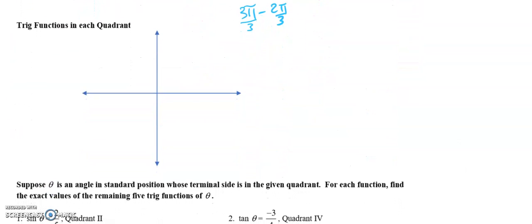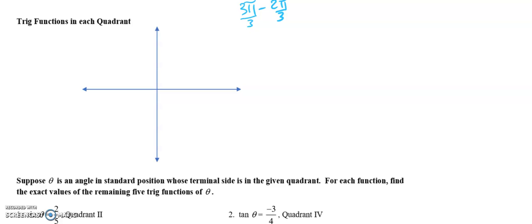How about our trig functions in each quadrant? If you think about the ordered pairs in each quadrant, in quadrant 1, our ordered pairs are positive and positive. In quadrant 2, using Roman numerals for quadrants, this is a negative and a positive. Quadrant 3 down here, this is a negative and a negative. And in quadrant 4, we are positive and negative.